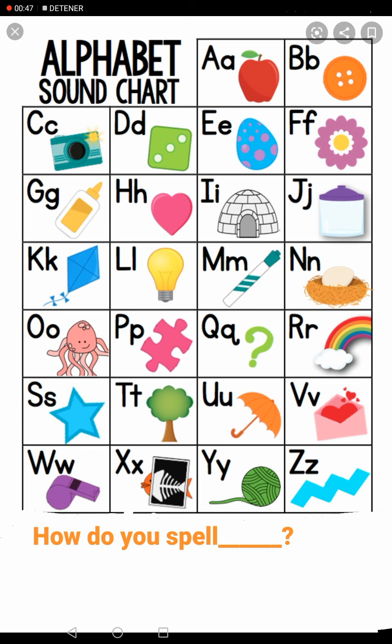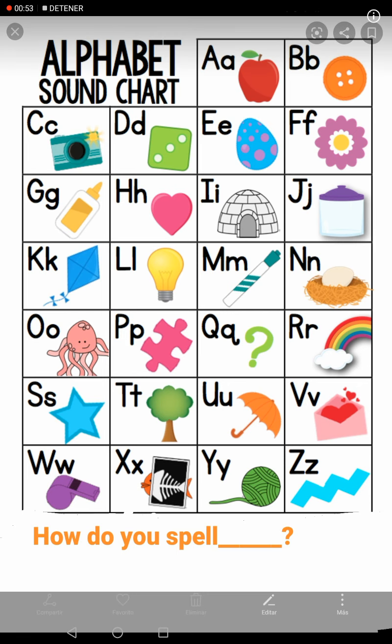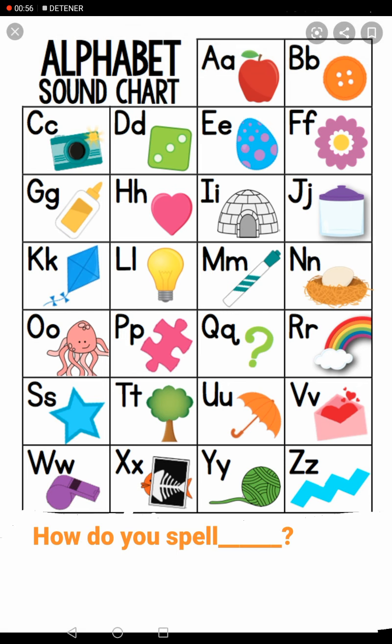So we have A, B, C, D, E, F, G, H, I, J, K, L, M, N, O, P, Q, R, S, T, U, V, W, X, Y, and Z. So this is the alphabet in English.